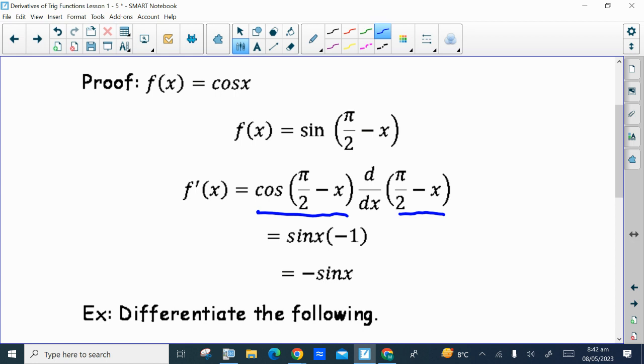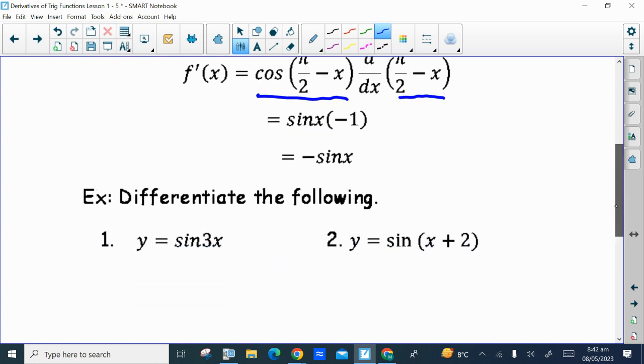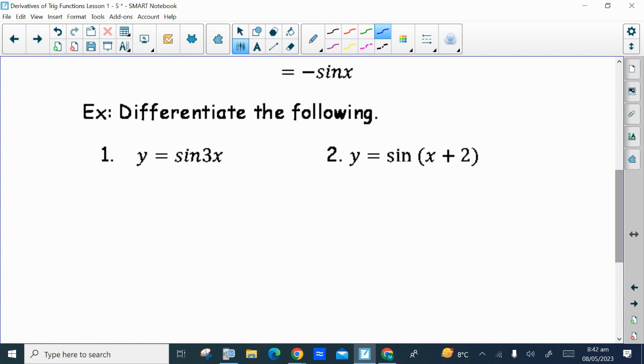Okay? So we've seen that the derivative of sine is cos, the derivative of cos is negative sine. These are on the formula sheet. If you look on the formula sheet, the derivatives are all there. But let's see how we can apply this to finding the derivatives of expressions involving trig functions. In most cases, you're going to use the chain rule to do this.